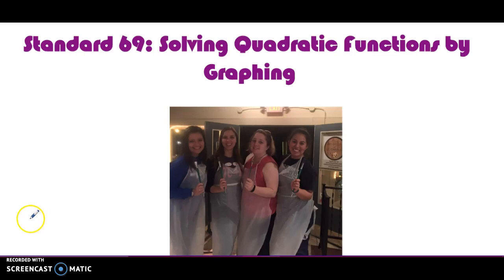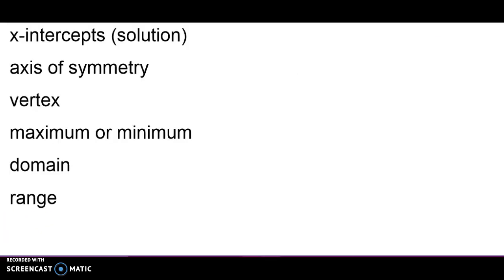Hey guys, so today we will be working on Standard 69, solving quadratic functions by graphing. On these kinds of questions, what we'll give you is a graph, and you'll be expected to find the following. You'll be able to identify the x-intercepts, the axis of symmetry, the vertex, if it's a maximum or minimum and what it is, the domain, and the range.